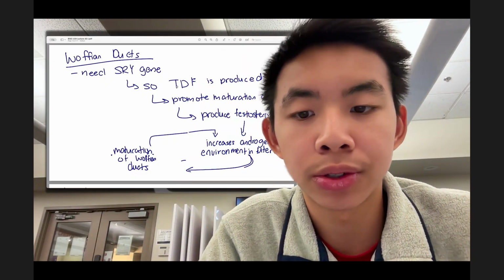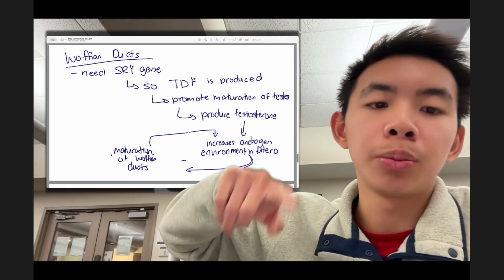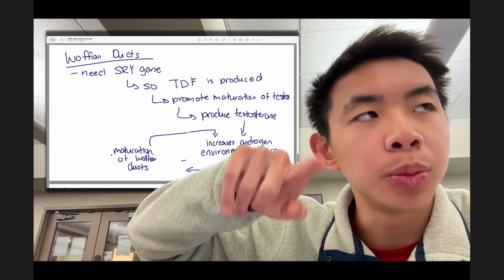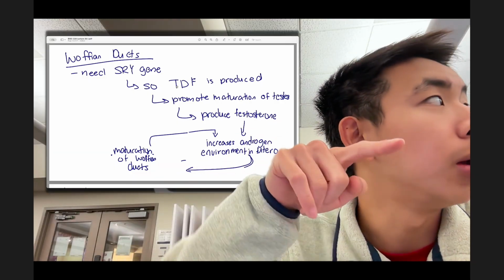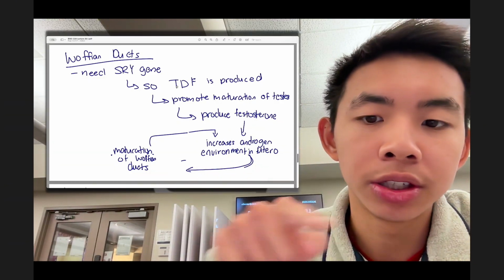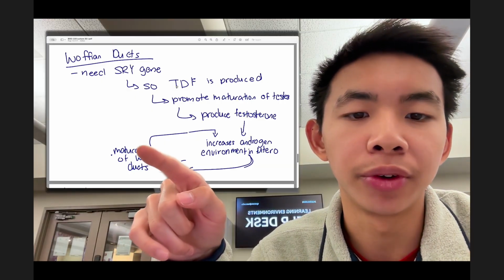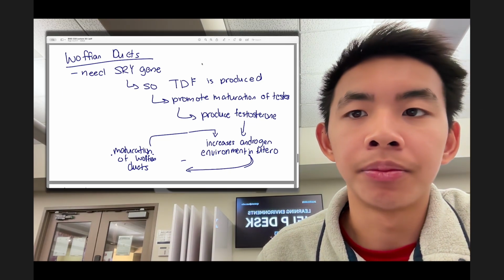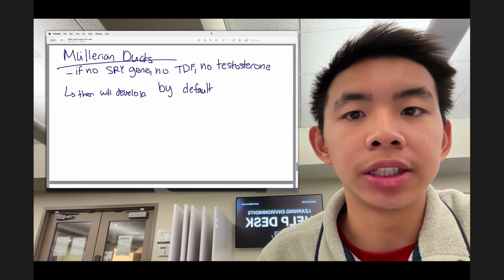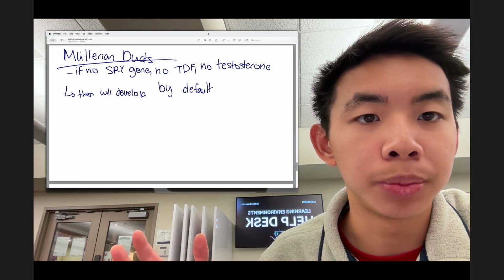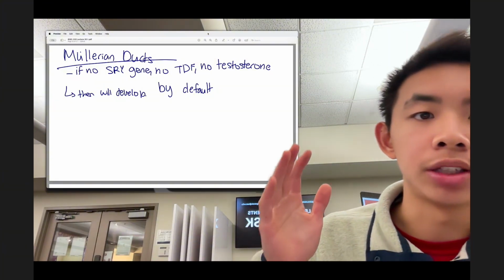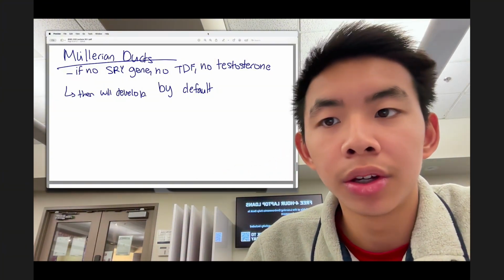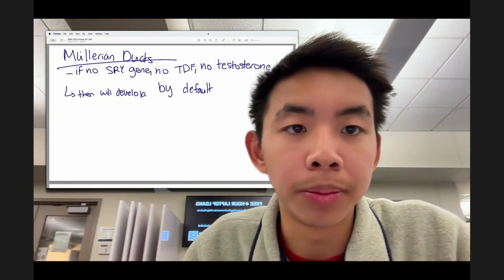So if TDF is produced, it's going to promote the maturation of testes, which is going to produce testosterone. It's kind of like a positive feedback loop where the increase in androgen environment, which is the increase in male hormones, is going to increase the maturation of Wolffian ducts, and it cycles back and forth. For Mullerian ducts, if no SRY gene is present, then there's going to be no protein, no TDF, therefore no testosterone. So the Mullerian duct will develop by default.